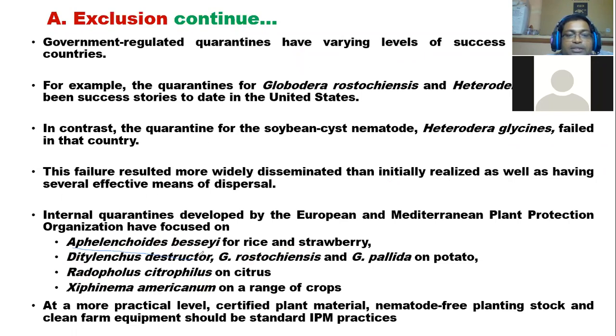So the Aphelenchoides species and Ditylenchus destructor, you all know about that one, the bulb nematode; Aphelenchoides, the reniform nematode; Radopholus, the citrus nematode; and Xiphinema, affecting many vegetable crops. These nematodes, and Globodera pallida and Globodera rostochiensis in potato, the golden nematodes. Strictly, they are very strict on importing these crops, especially in green conditions, seedlings or tubers. They are checking in the end reports.